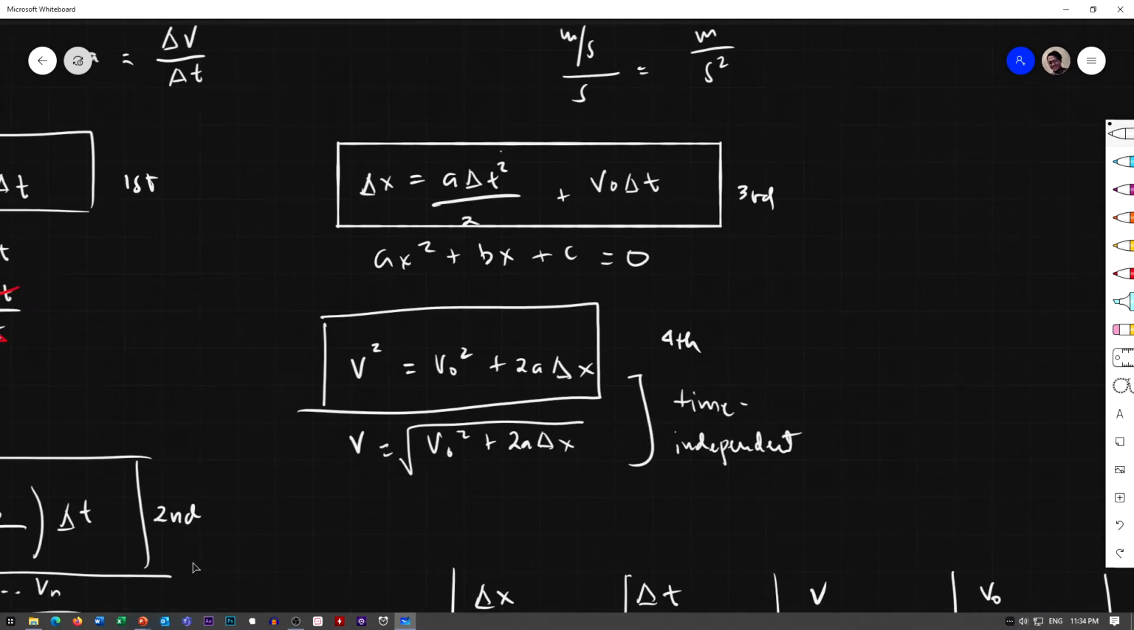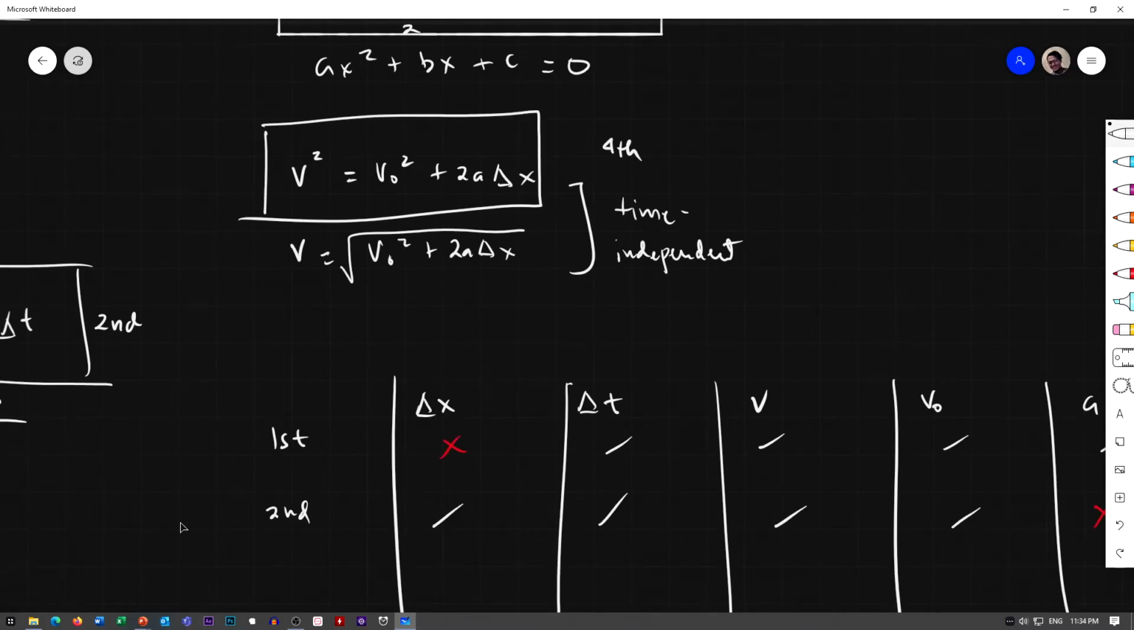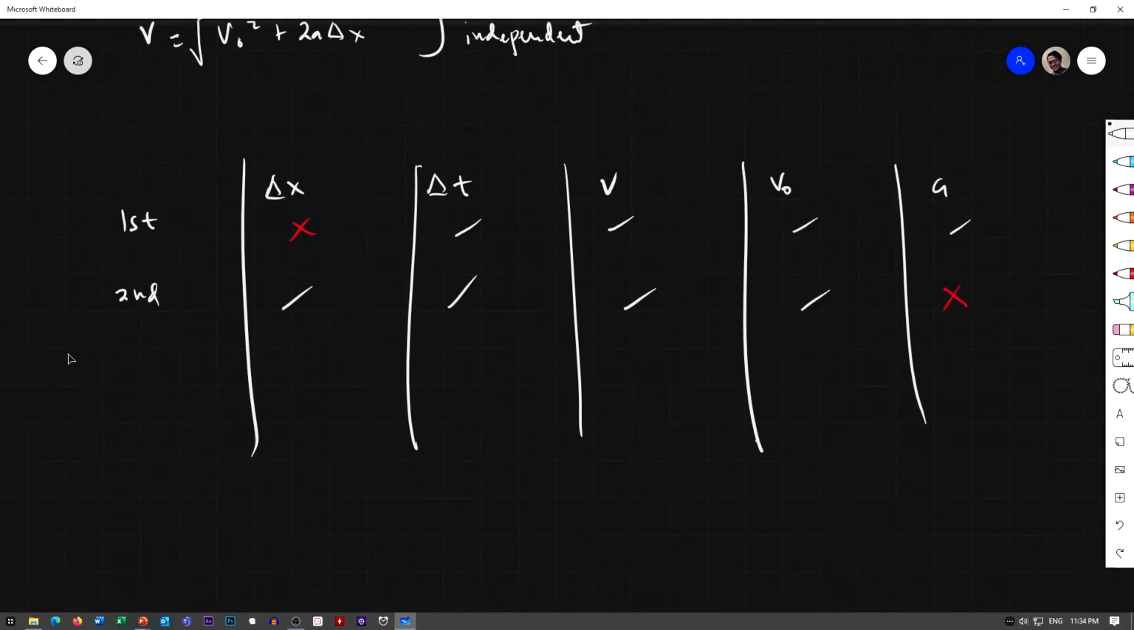So for our third equation, we have delta x, a, and delta t squared, then v sub 0. So in this case, the final velocity is not given, or the final velocity cannot be found in the word problem. And then lastly, we have the fourth equation, wherein, as I have said earlier, it has no time because it is a time independent equation. So just check everything else.